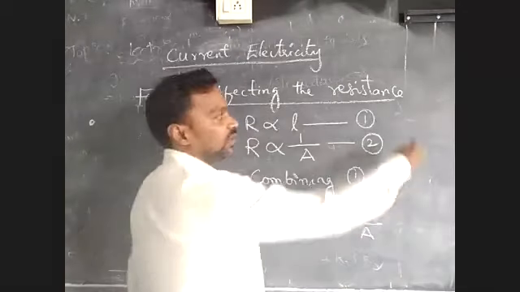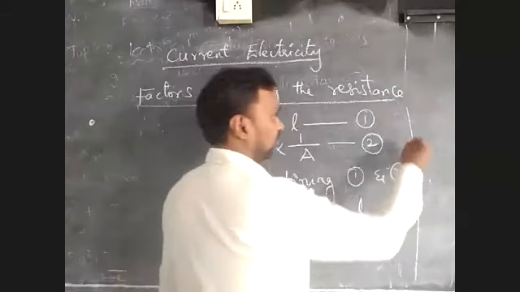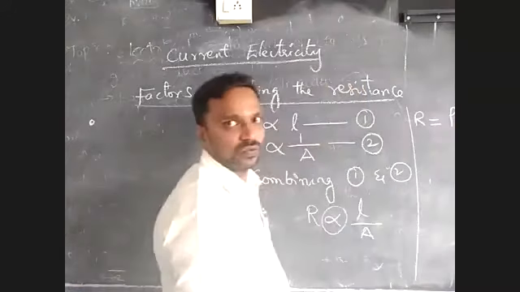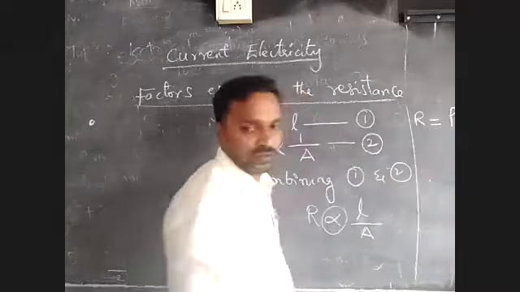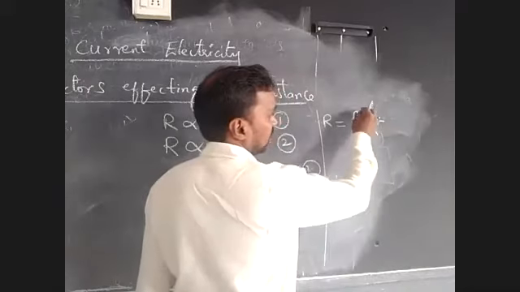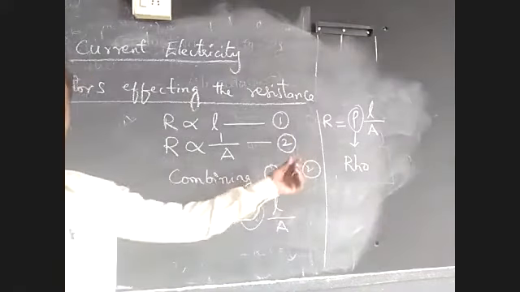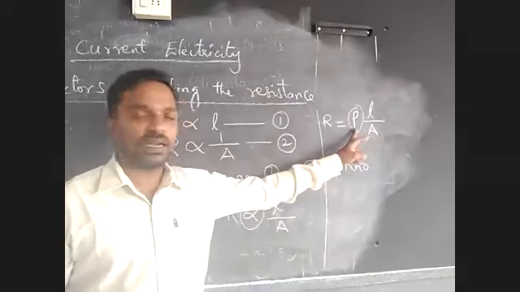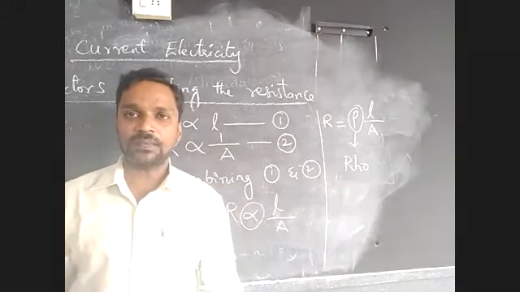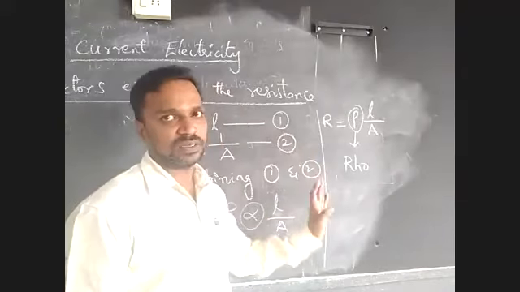If you remove this proportionality, you have to replace it with some constant, the proportionality constant. Therefore, R is equal to rho L by A. This is read as rho, the Greek letter rho. This rho is called the proportionality constant and is known as specific resistance or resistivity.